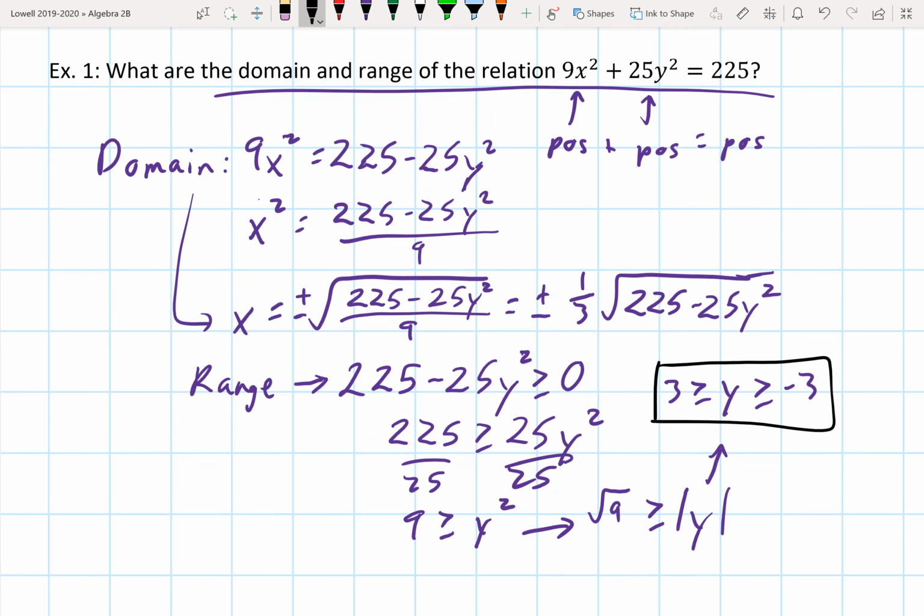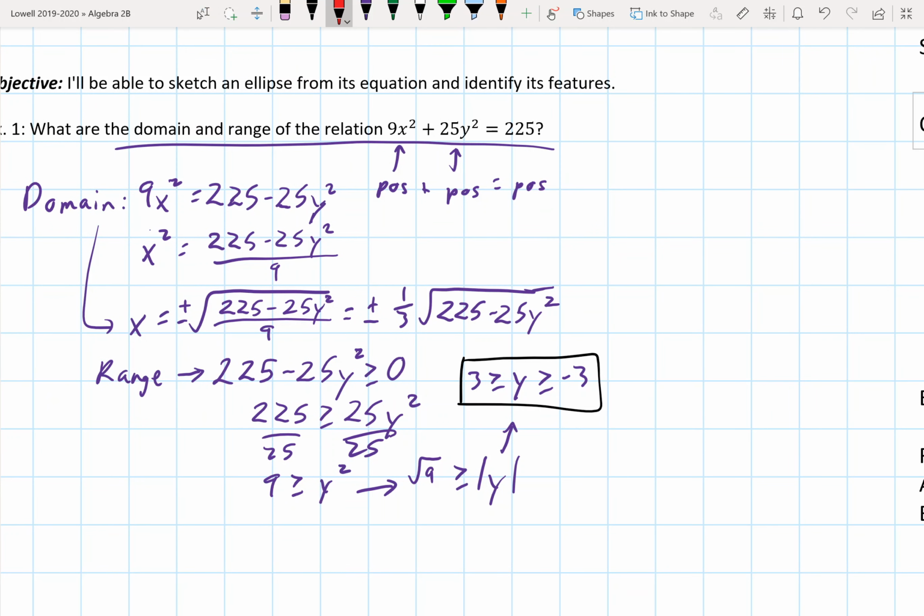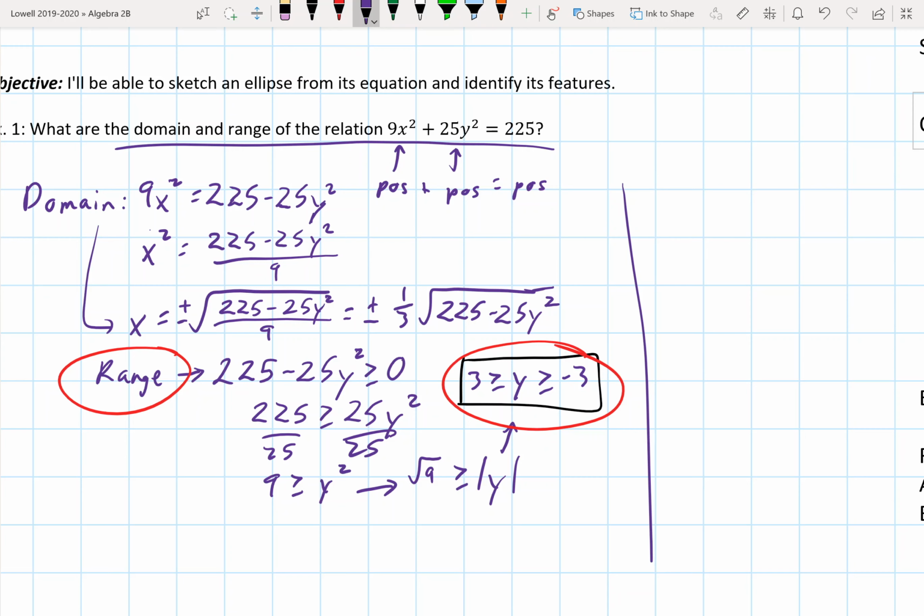Okay, so if I do a similar thing, and I'm going to keep this side by side. That was actually to find the range, which is right here. If I work this the opposite or parallel case, I'll start with 25y squared equals 225 minus 9x squared. I'll divide both sides by 25 like I did before, except I divide by 9. So I'll get y squared equals (225 minus 9x squared) over 25.